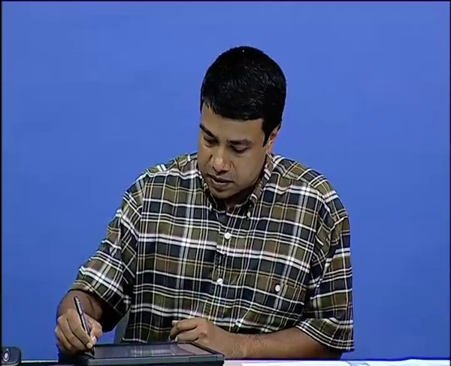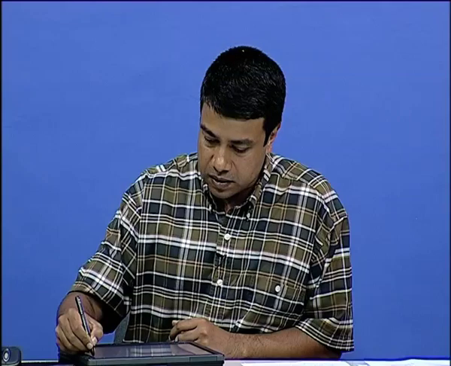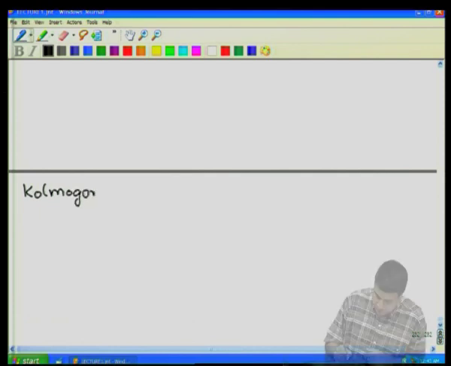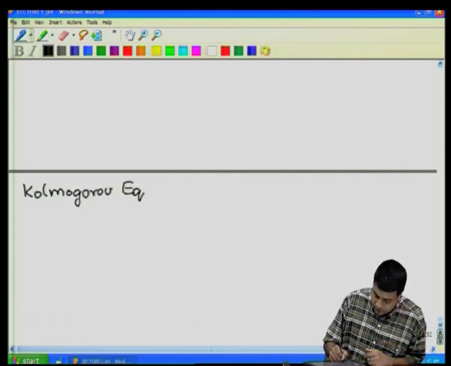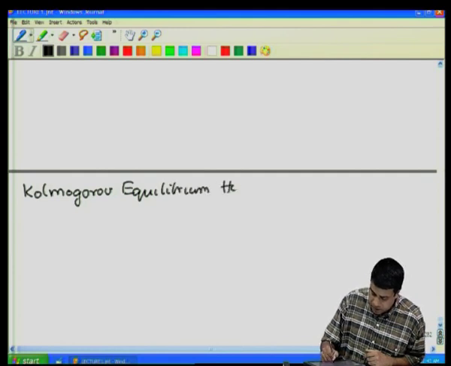Because as I told you earlier, turbulence is a continuum effect. Therefore, these fluctuations have to take place on length and time scales that are much longer than the molecular length and time scales. So, the length and time scales for these fluctuations are determined by what is called the Kolmogorov equilibrium hypothesis.